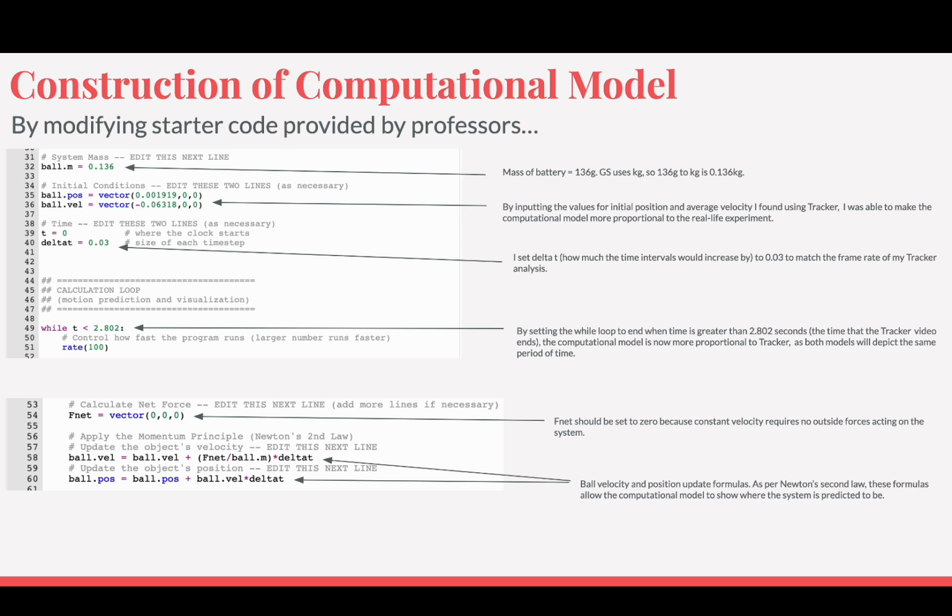The next portion I had to change was the while loop. By changing the while loop to end when the time is greater than 2.802 seconds, which is the time that the Tracker video ends, the computational model is now more proportional to Tracker, as both models will depict the same period of time. I changed the fnet to 0 because there should be 0 force acting upon an object in order for it to have constant velocity. The final 2 arrows depict the position and velocity update formulas. These formulas allow the computer model to constantly track where the ball was going to go until the time ended.